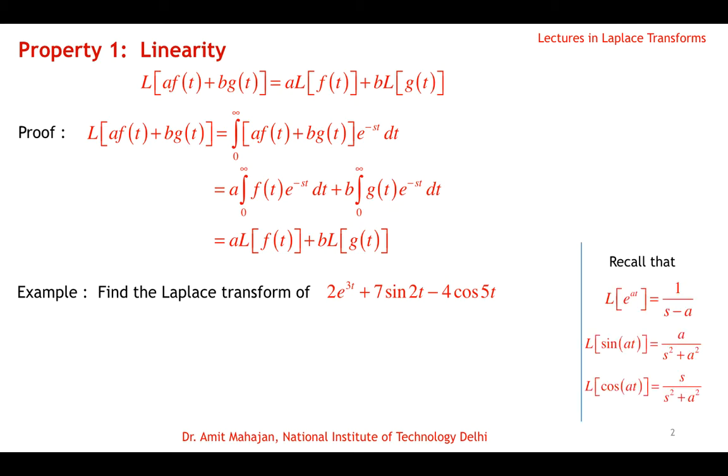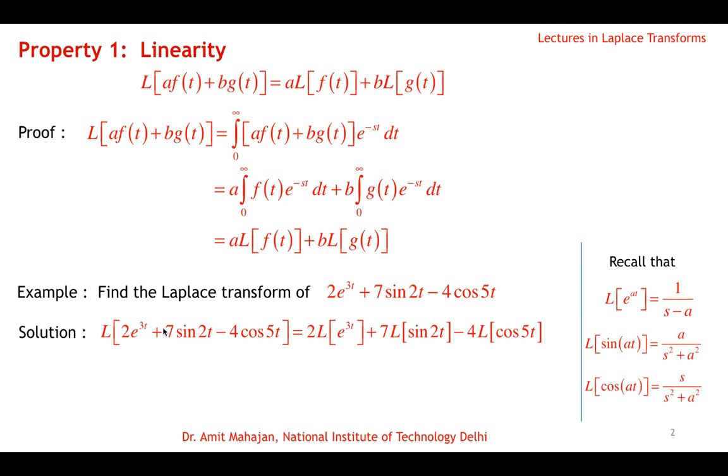Okay, so just to add, in the last lecture we said that the Laplace of e power at is 1 over s minus a, Laplace of sin at is a over s square plus a square, and Laplace of cos at is s over s square plus a square, where a here is a constant. Okay, so in the first case a is 3, in the second, the sine, it is 2, and in the cosine it is 5.